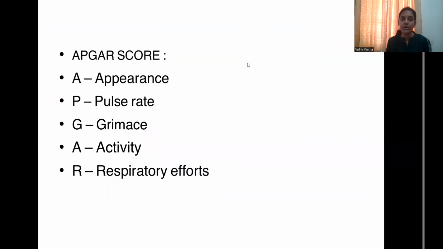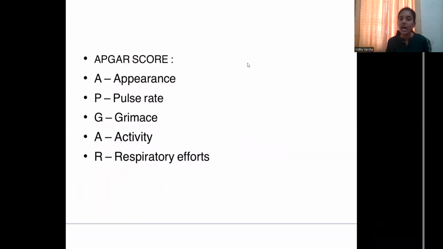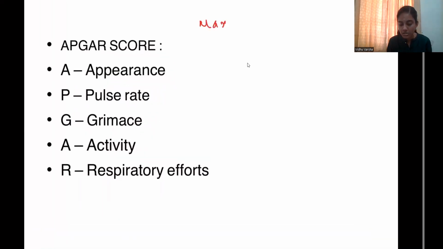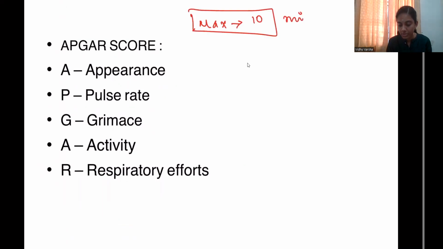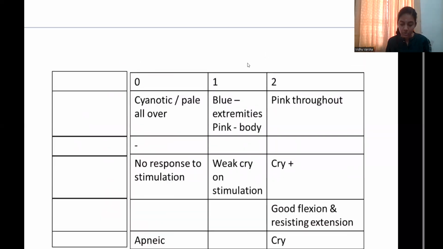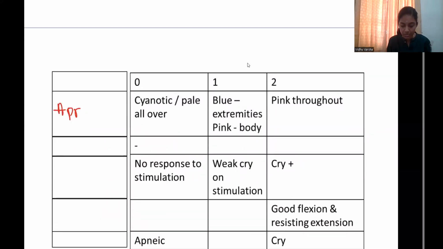A stands for appearance, P for pulse rate, G for grimace, A for activity, and R for respiratory efforts. So the maximum Apgar score is 10. And the minimum Apgar score will be 0 also. So these are your maximum and minimum Apgar scores. So coming on to the score. First one regarding your appearance.